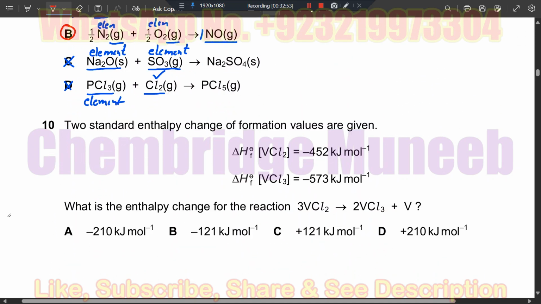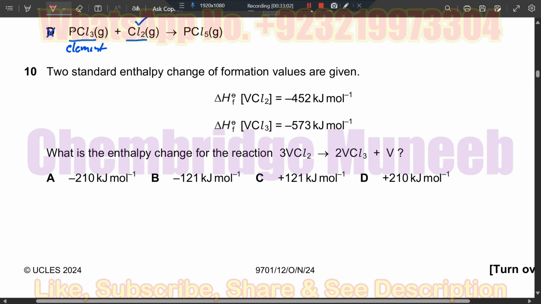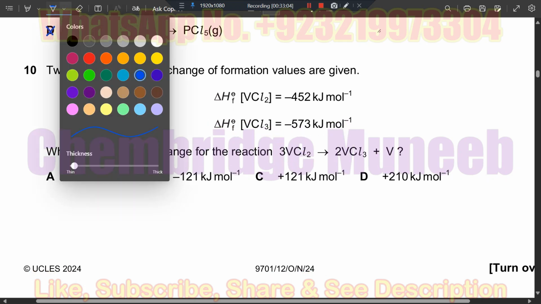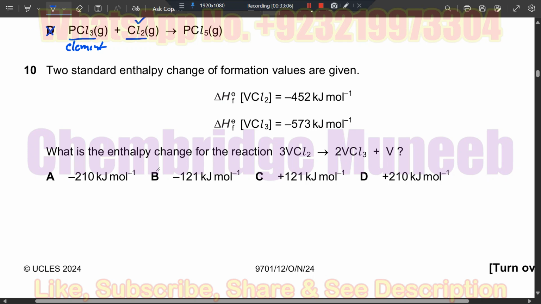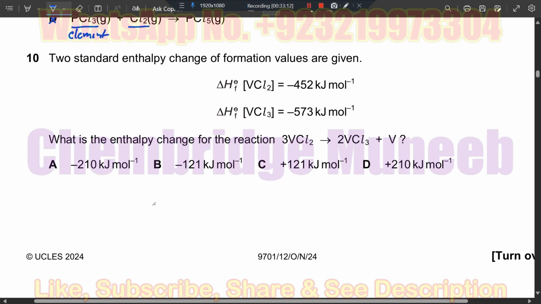Now question number 10. The standard enthalpy change of formation is given here and we have to find the value. So basically we have to construct the half cycle here to find the right answer. I will show two ways to find the answer. One is the long route and the other is the short route. The long route is that you have to construct the half cycle. So we can see that this is the overall equation. For this purpose I have to construct it in the same way but with the half cycle.